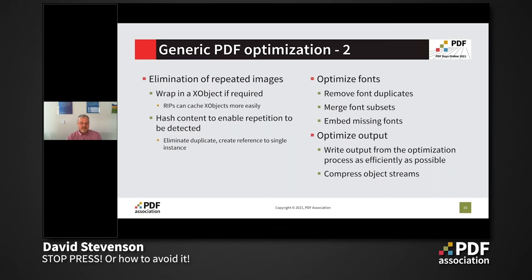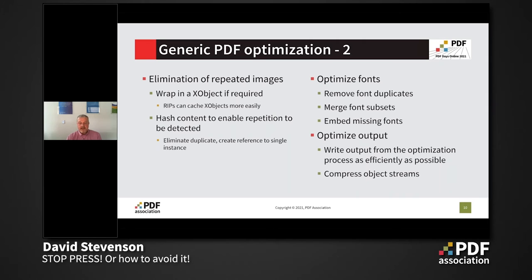We have a system called HVD that does all of that stuff, and you can learn more about it in our full speed ahead document. So definitely get that. One of the things that we can do is look at content and hash images, for example, to find out whether that image is the same image as we see on another page. In which case we can eliminate the duplicate, create a reference to a single instance. That makes the PDF smaller, but more importantly, it makes the PDF more efficient when it goes through the rip, because the rip only has to rasterize that image once, and then it can use that cached image again and again and again, wherever it appears and throughout the output.